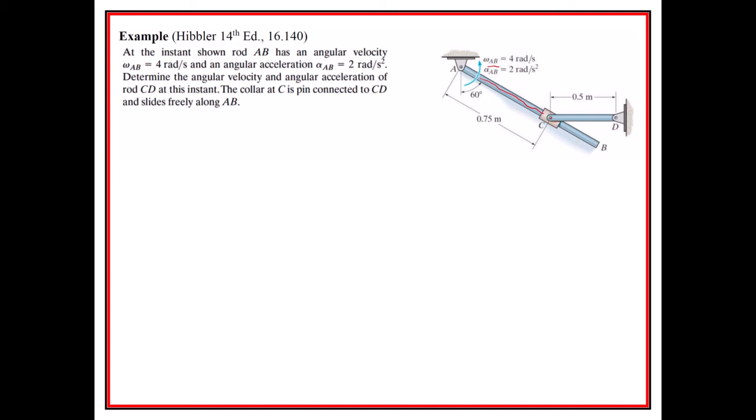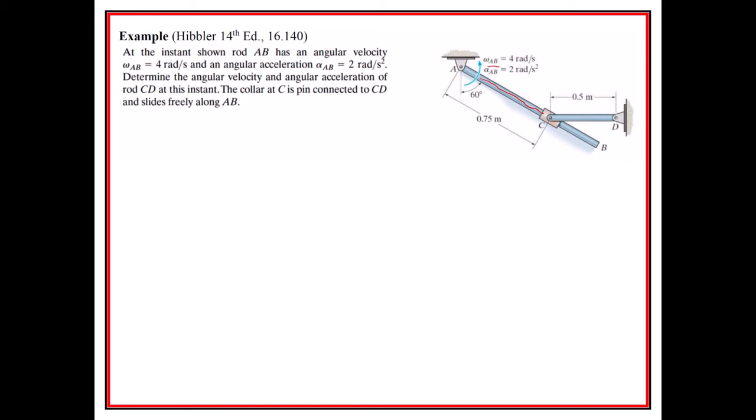At the instant shown, rod AB has an angular velocity of 4 radians per second and an angular acceleration of 2 radians per second squared, and you can see that they're both counterclockwise. Determine the angular velocity and angular acceleration of rod CD at this instant. The collar at C is pinned and connected to CD, and slides freely.